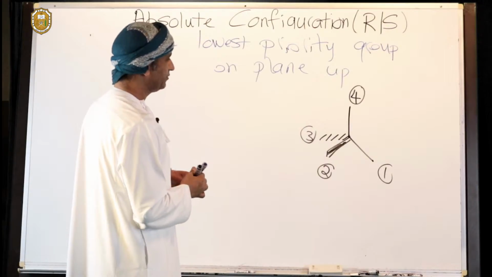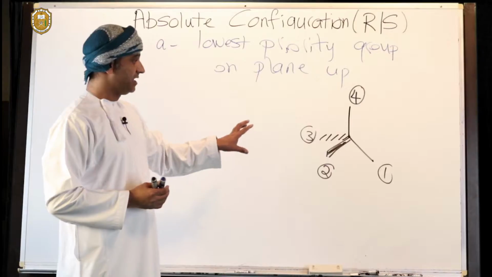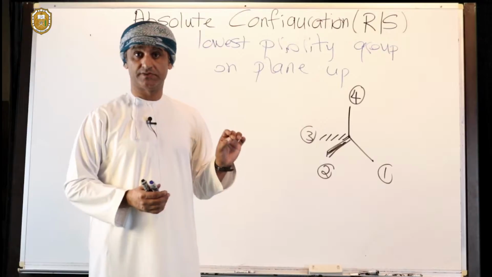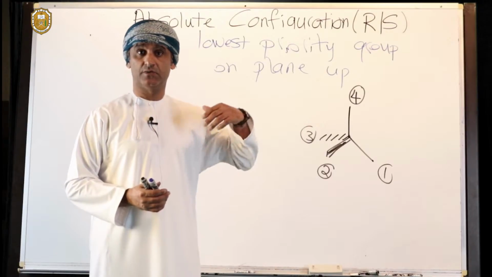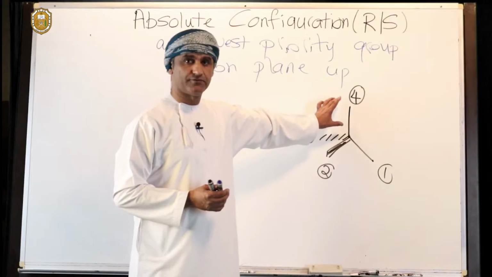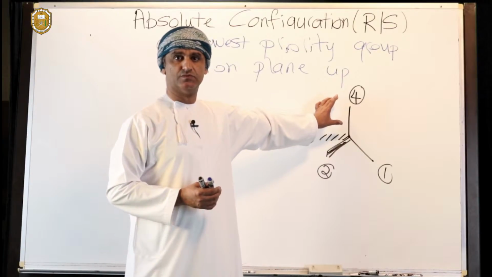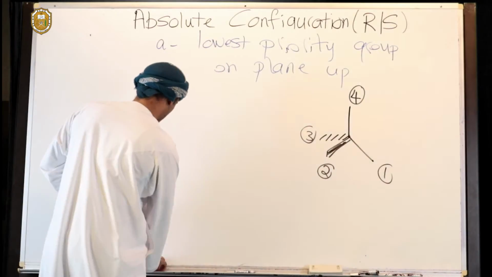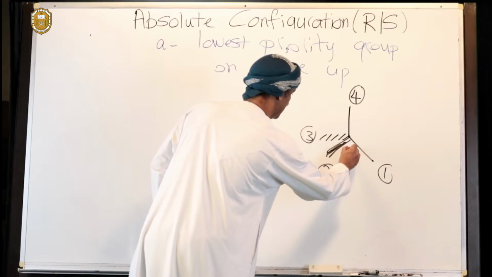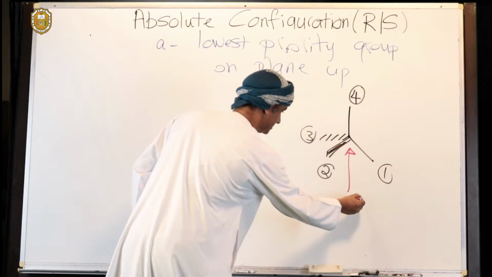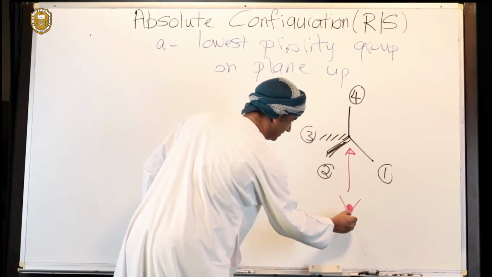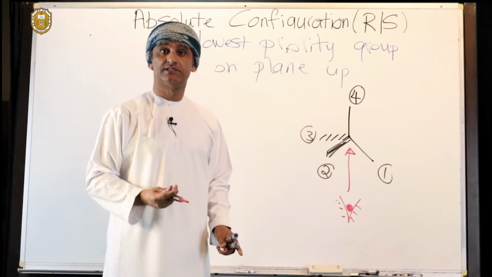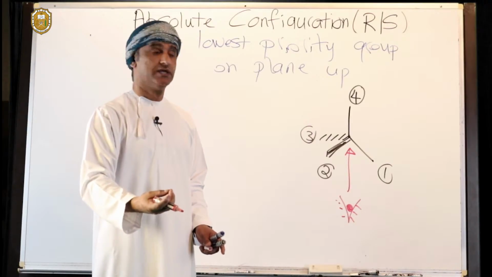Now, how do we look at this, or where do we look at this? The way to do this job is actually to view the molecule so that the lowest priority group is away from us. So this is where group number 4 is, the lowest priority group. So we should look from here, actually opposite to the lowest priority group. So this is the direction of vision, if you like, something like the eye.